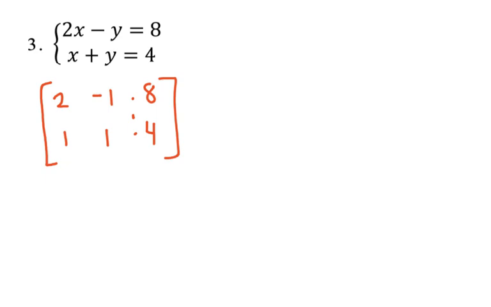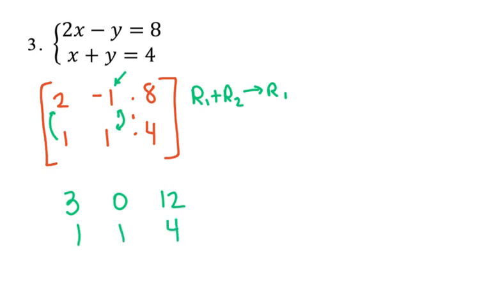So the first thing let's do is try to get this one to be a 0. I notice if I add these two together, I'm going to get 0. So I'm going to add row 1 plus row 2. I know I'm going to get 0, and I want to put that into row 1 because I want my 0 to be in that position. So 1 plus 2 is 3, 1 plus negative 1 is 0, 4 plus 8 is 12. And then I didn't do anything with row 2, so I'm just going to write that down there again.